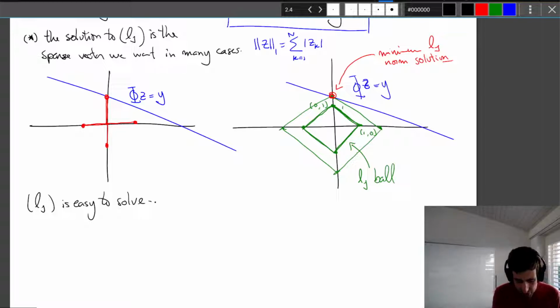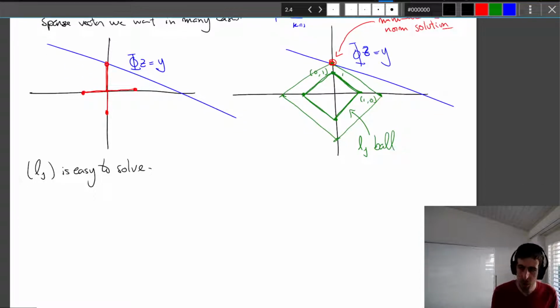So for this case, I will specifically work with Rn, because it's a lot easier. It's still easy over the complex numbers to solve, but it's much easier to explain why it's easy to solve over the reals. Okay, so over the reals, it turns out that L1 is equivalent to a linear program.